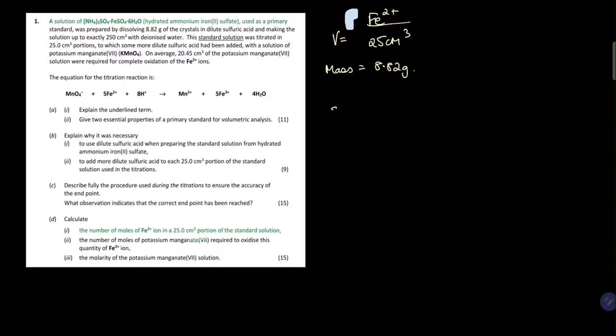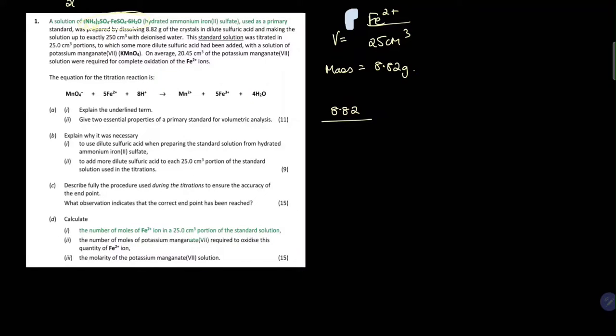So we're going to take that 8.82 grams and then divide it by the relative molecular mass of this substance here, our hydrated ammonium iron 2 sulfate. So once you take all of the relative atomic masses of all of those numbers, making sure to multiply it in properly. So like nitrogen is actually 2 times 14, 2 times the 4.